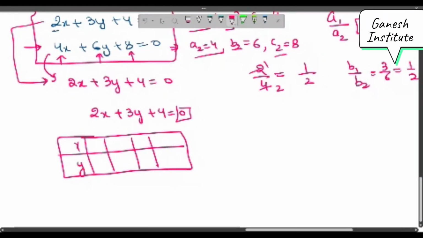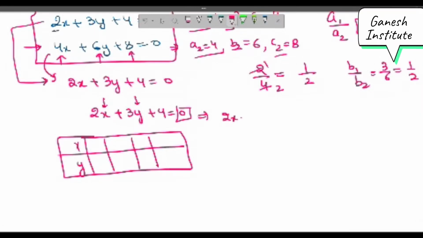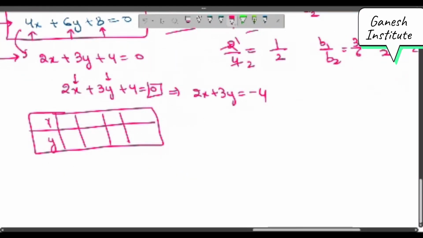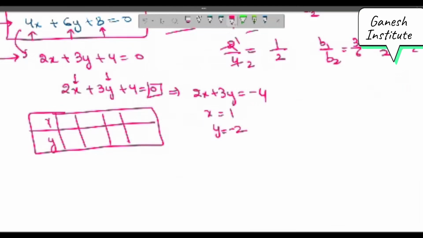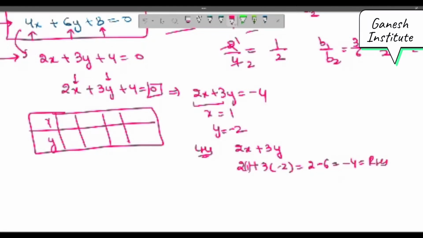Yes. So I can put any of the things which can make it either 0, or you can keep this here and 4 as minus 4, right? Yes. For example, if I place x as 1 and y as minus 2, tell me what will I get? If you have x as 1, then it would be 2, and then negative 6. 2 plus negative 6, that's negative 4, which is the right hand side. So this is one of the solutions.